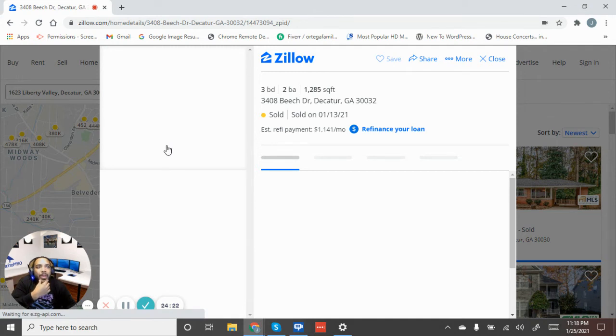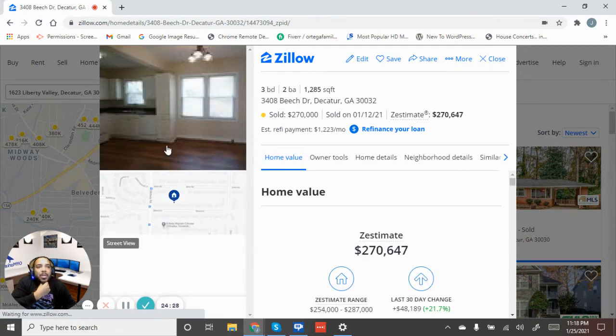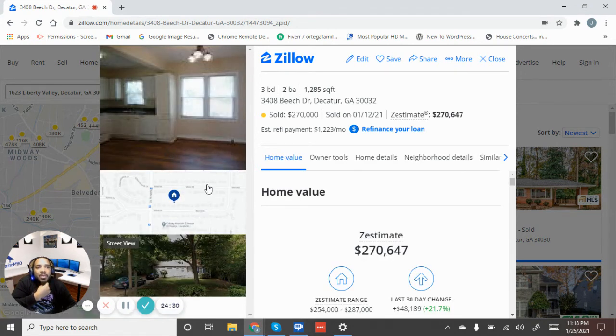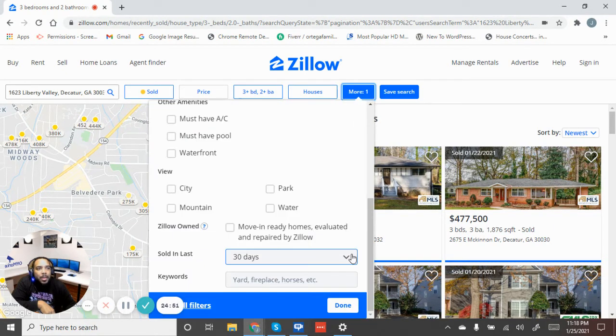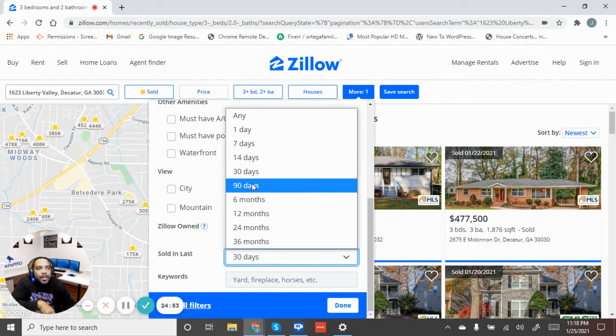And it's a 3-2. I can't see too much as far as the property. That's another thing, it may not have pictures. Actually, I'm gonna put a pin on that one. That one is not too bad. I couldn't see too much of pictures, but anyway. So let's go to 90 days.